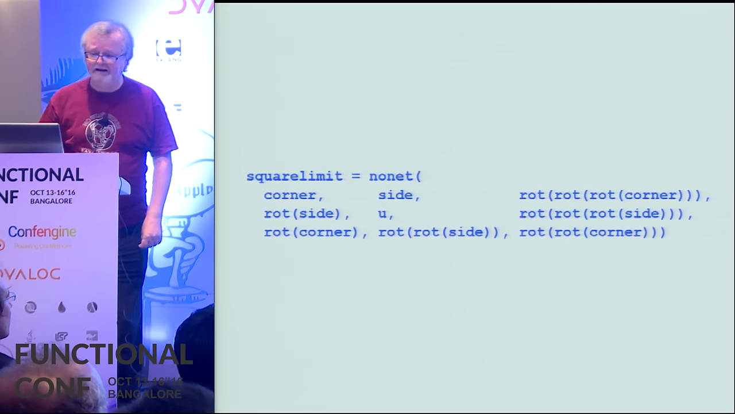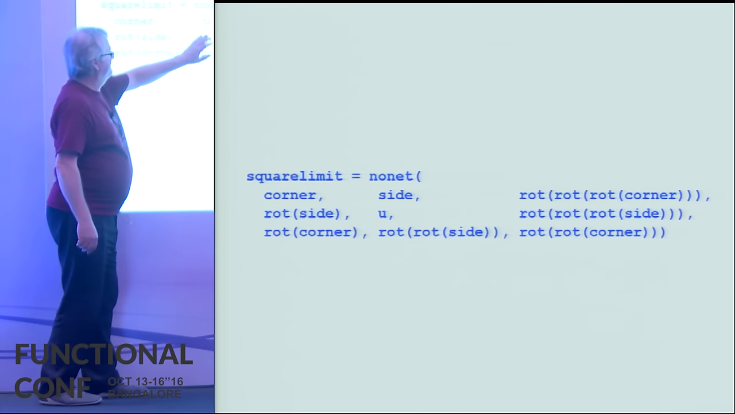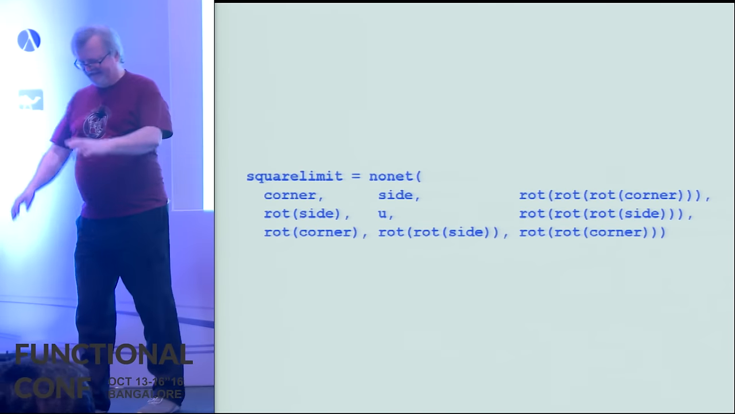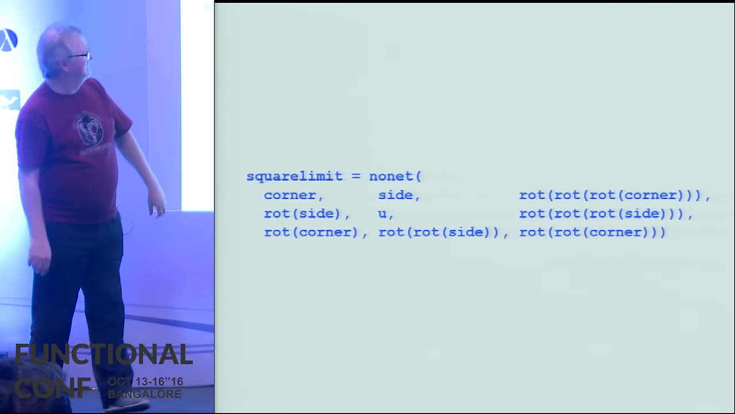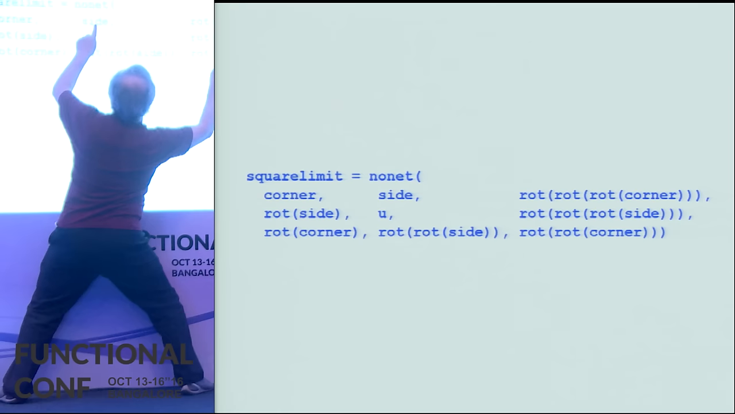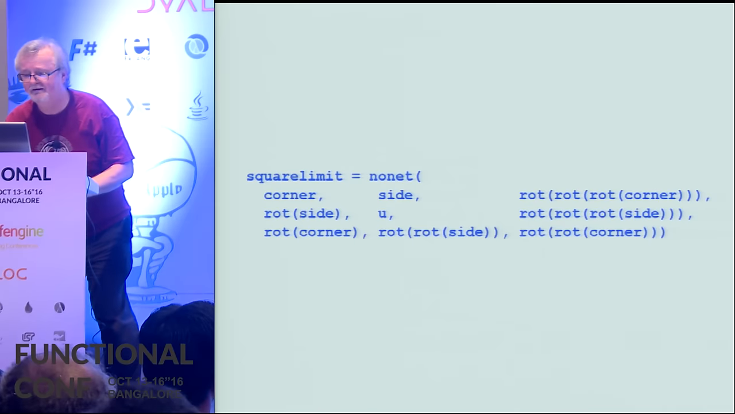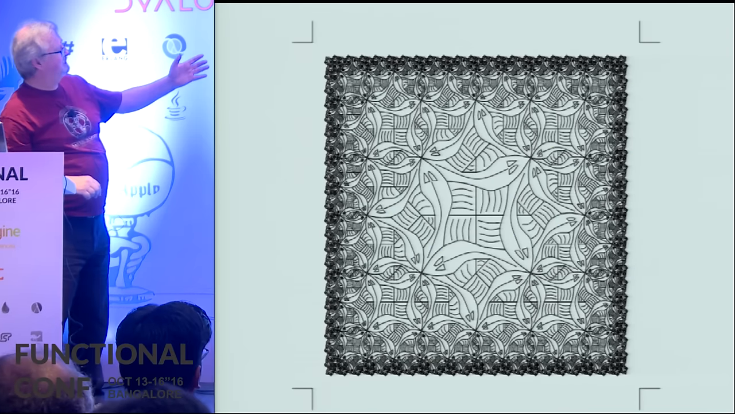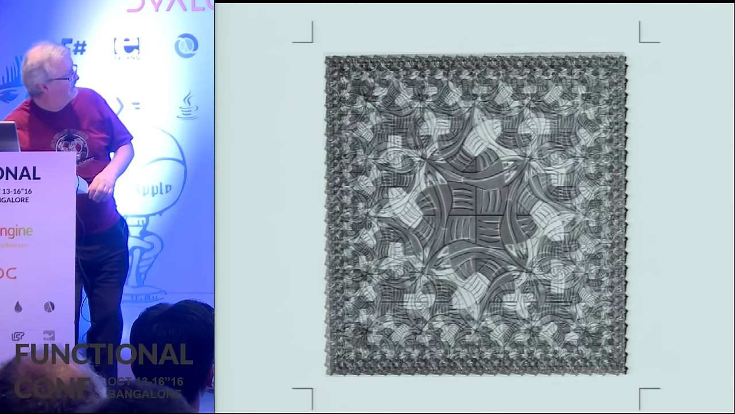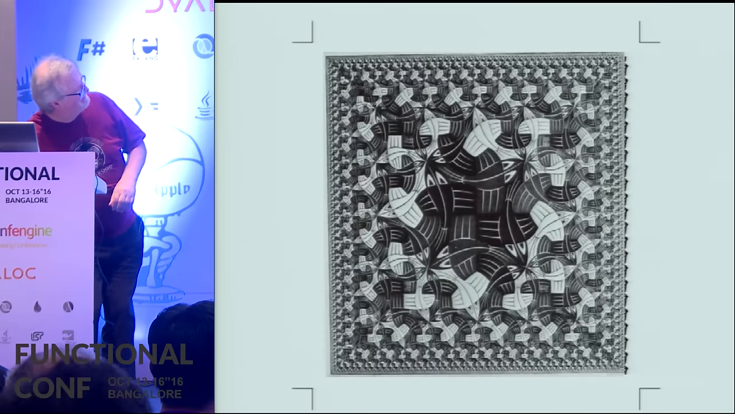So, Peter constructed Square Limit at the end from the picture U, this side and this corner, in a nonet. I haven't shown you the definition. That's a square divided into 9 little squares. So we've got a corner in each corner, and we've got the side on each of the sides, and then the U thing in the middle. And what does that give you? Square limit. Do you remember the original picture? Not bad, eh? That's pretty close.